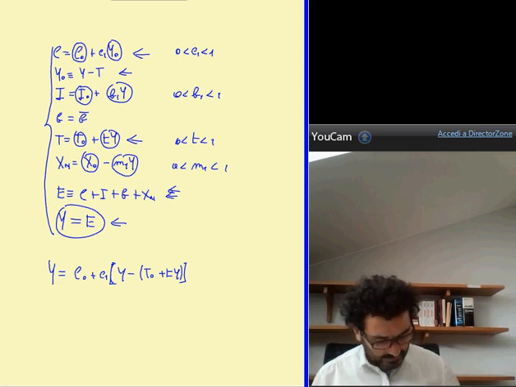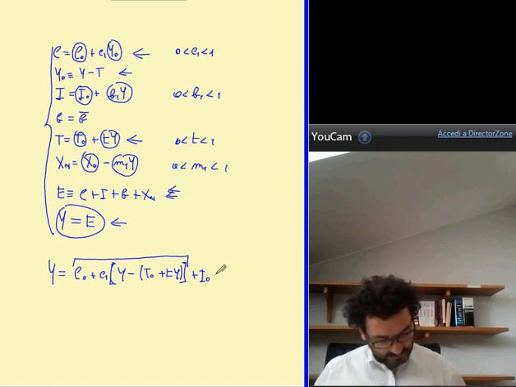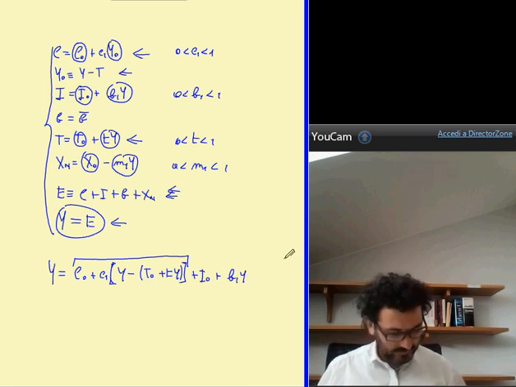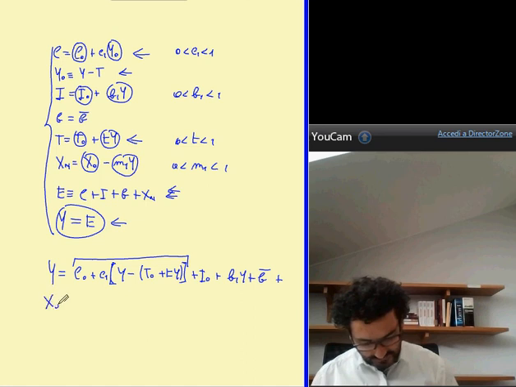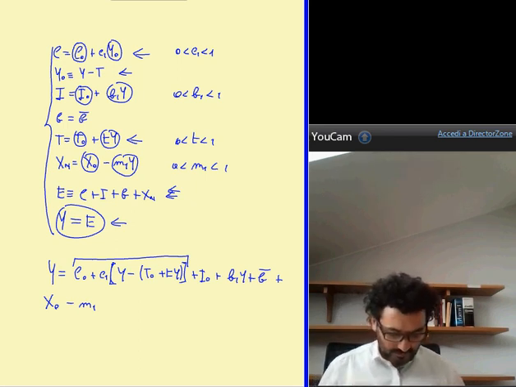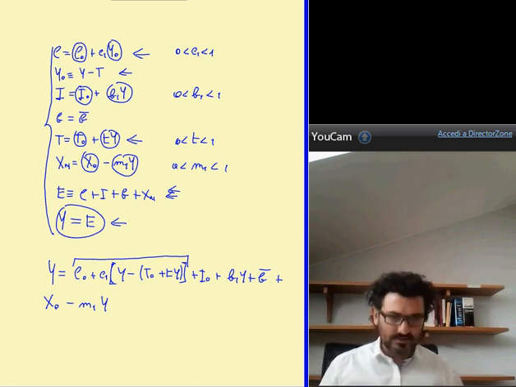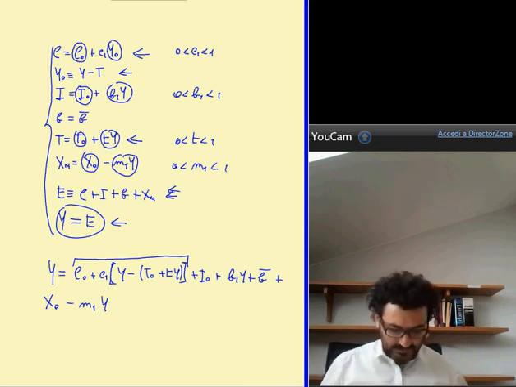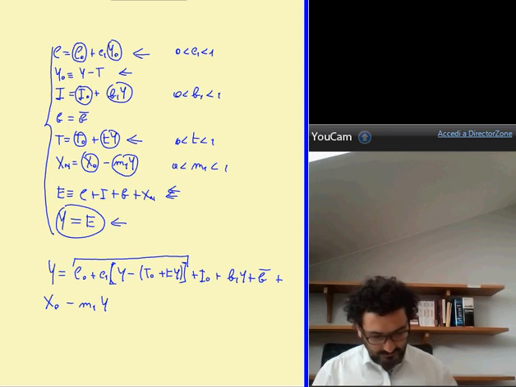And this implies that this is consumption plus investment. Investment is equal to I0 plus B1, which multiplies income. Government expenditure is fixed at G bar, plus net exports are defined as X0 minus M1, which can be called the propensity to import, which multiplies income. Solving this equation for y, we can get the equilibrium GDP, and it's not so difficult.